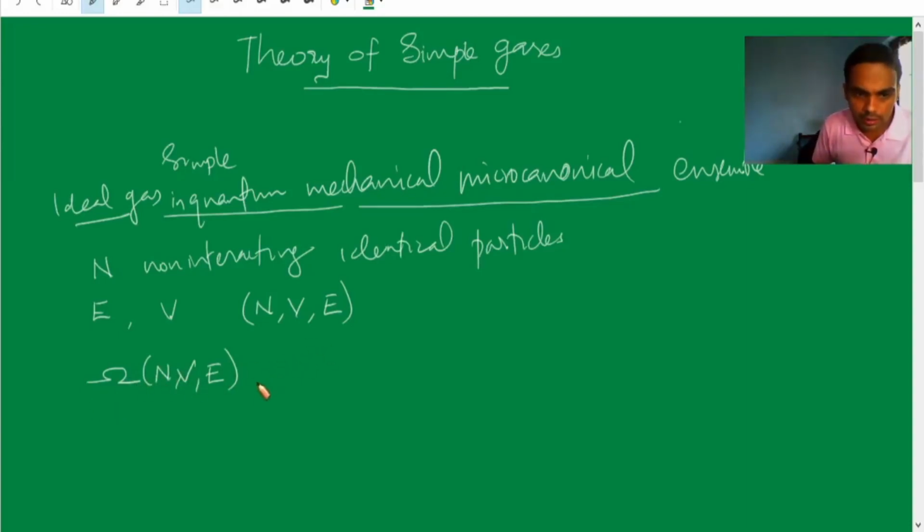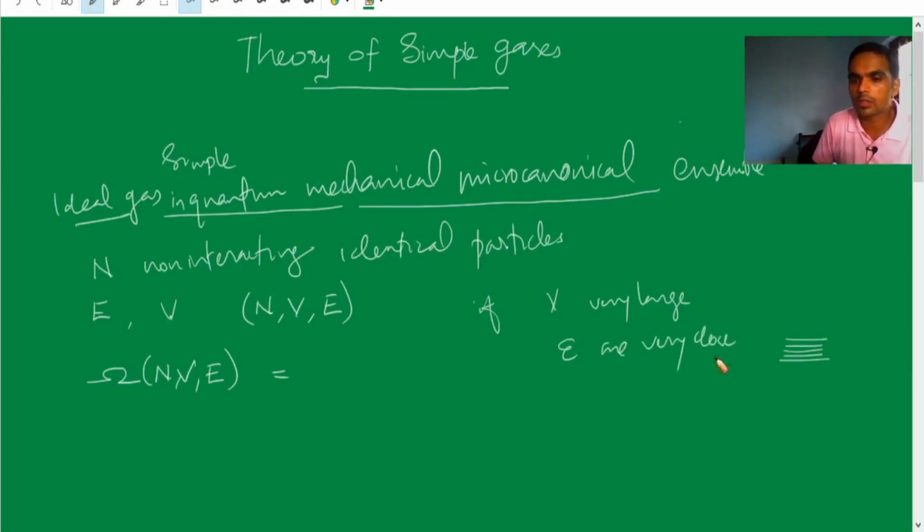So what is Omega? Omega is the total number of microstates. Now, if V is very large, the single particle energy levels, where E is the total energy, are very close. For example, there are many levels and the energy separation is very close.